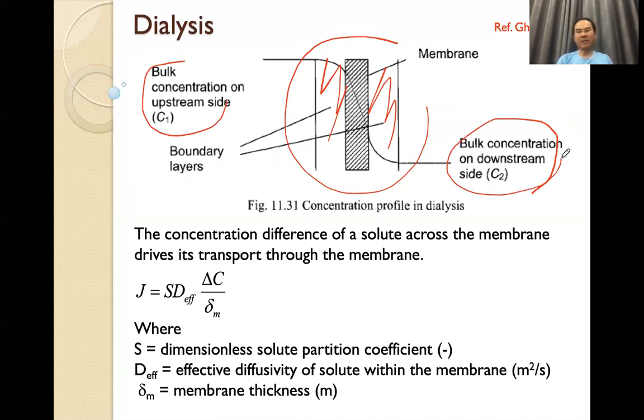The concentration difference of the solute across the membrane is driven by Fick's law of diffusion: J equals S D_eff ΔC divided by Δm. S is the dimensionless solute partition coefficient. D_eff is the effective diffusivity of the solute within the membrane, or the effective diffusion inside the pores of the membrane. Δm is the thickness of the membrane. ΔC is the concentration difference between the downstream and upstream sides.